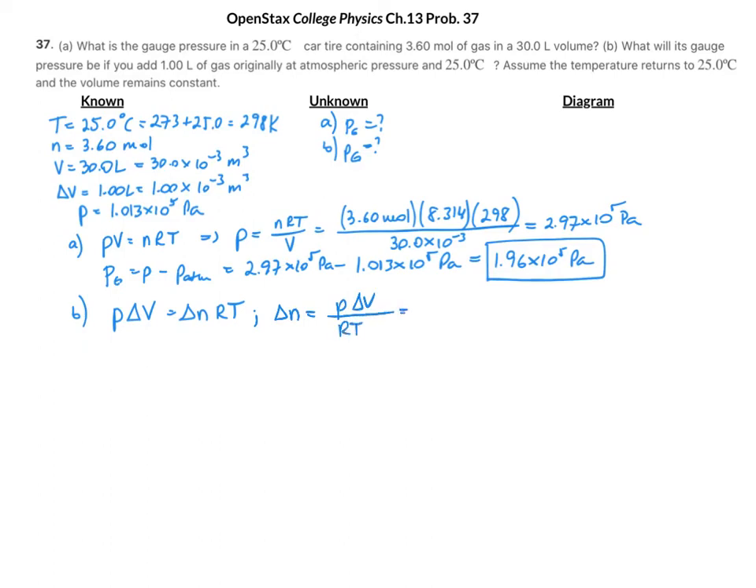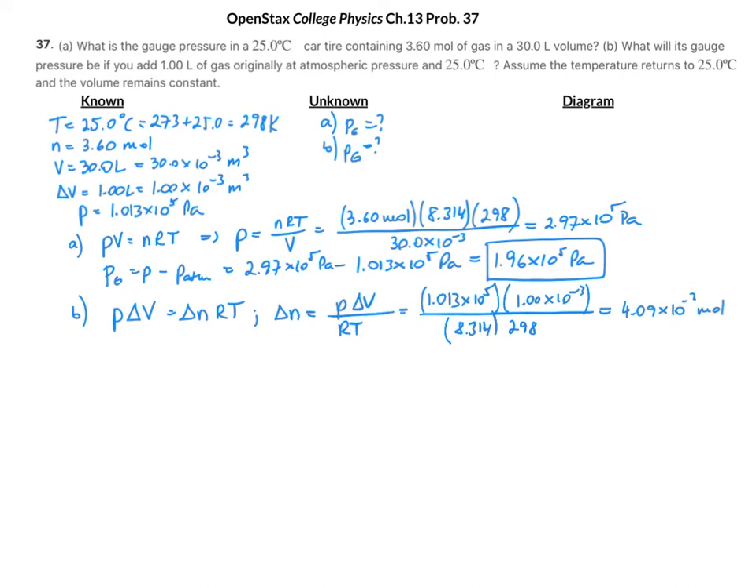RT. So we know that that gas is at atmospheric pressure, so that is 1.013 times 10 to the 5th. The delta V, the amount of gas we're adding, is 1.00 times 10 to the negative 3 cubic meters. Divide that by 8.314, that's the universal gas constant, and the temperature is 25 degrees Celsius or 298 Kelvin. So the number of moles that we're adding is 4.09 times 10 to the negative 2 moles.